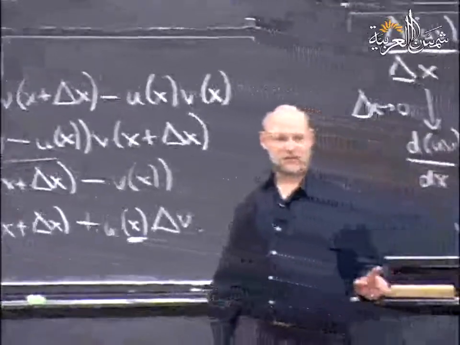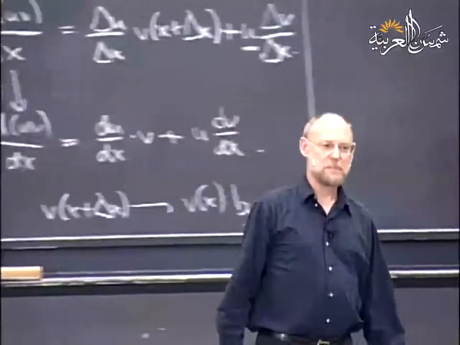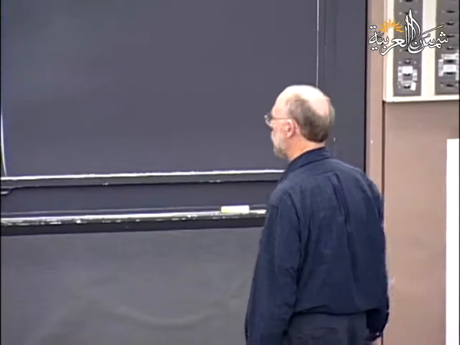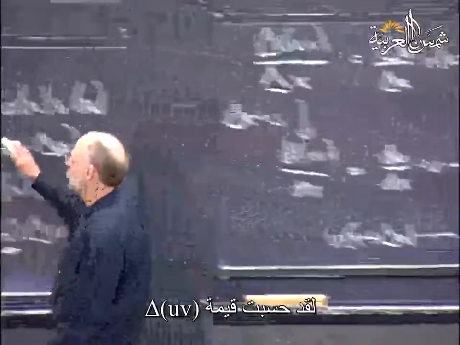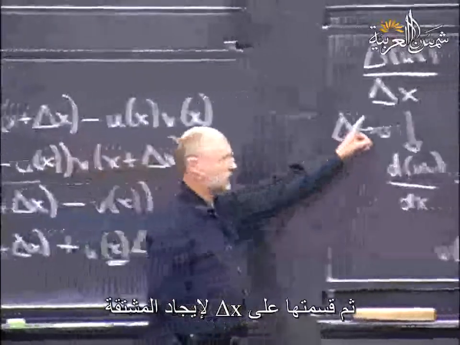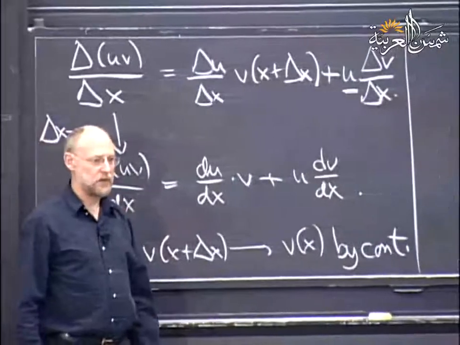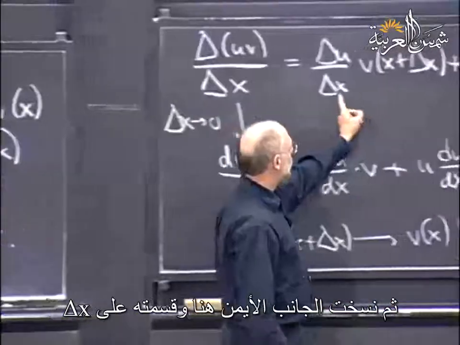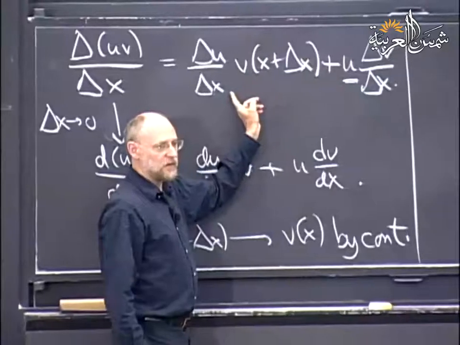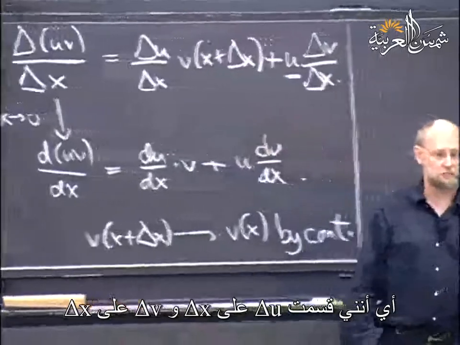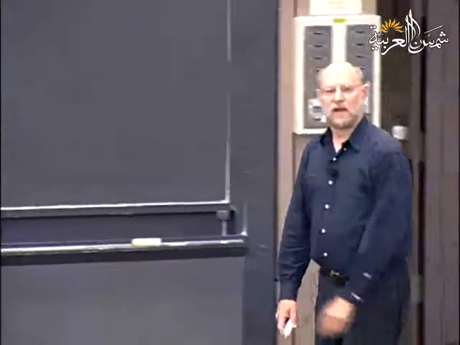Any other questions, though? Yes? Well, I just calculated what delta uv is. And now I'm going to divide that by delta x on my way to computing the derivative. And so I copied down the right-hand side and divided by delta x. I just decided to divide the delta u by delta x and the delta v by delta x. Good. Anything else?